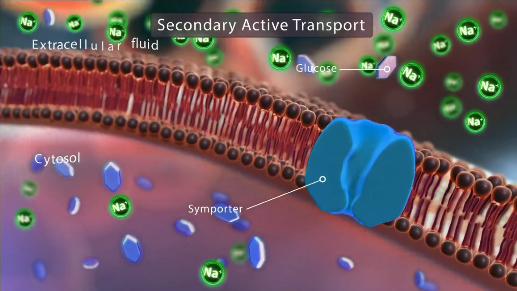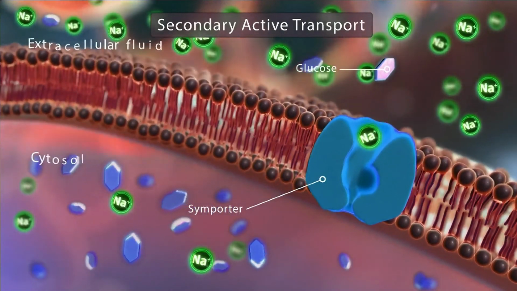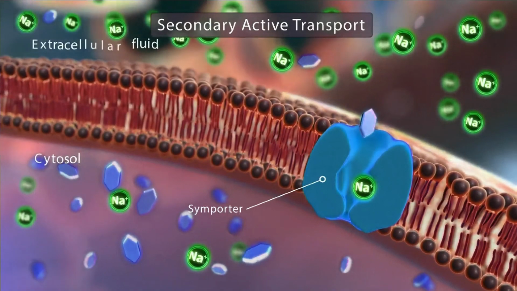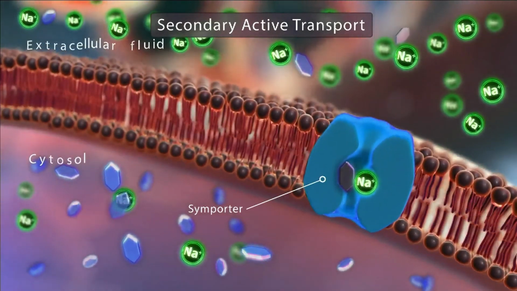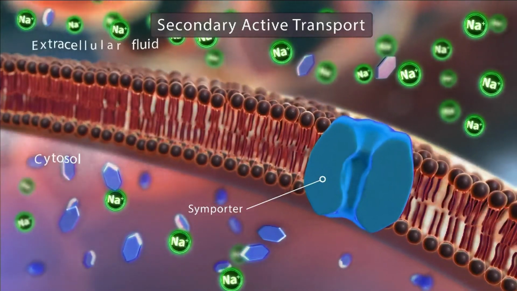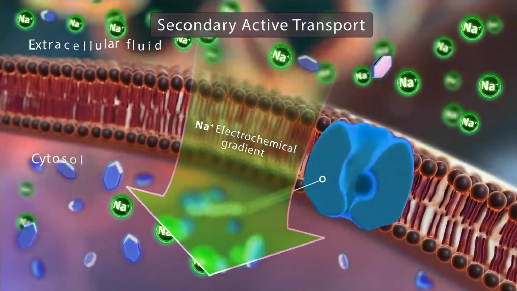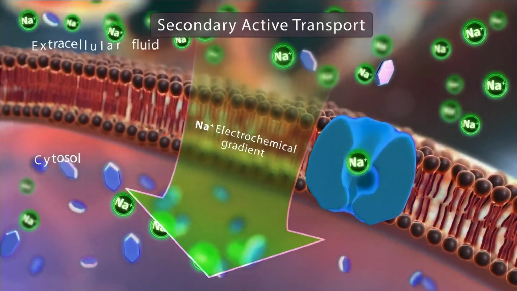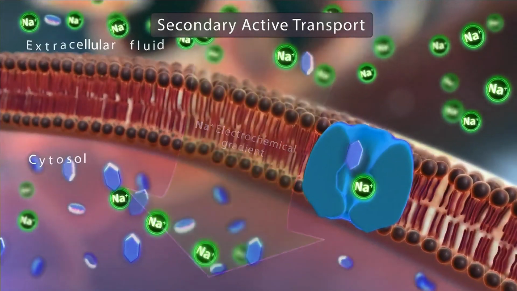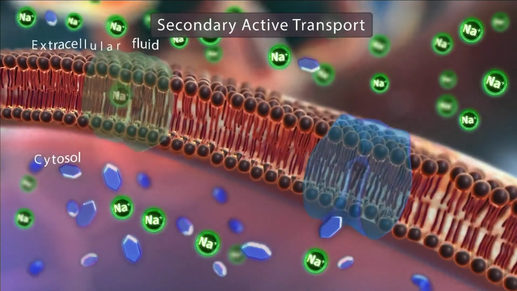Glucose molecules are co-transported with sodium ions from the extracellular fluid into the cell. The occupation of the glucose binding site causes the symporter to change shape, exposing both substances to the cytosol. When the sodium ions move down their electrochemical gradient into the cytosol, glucose is released into the cytosol against its concentration gradient.